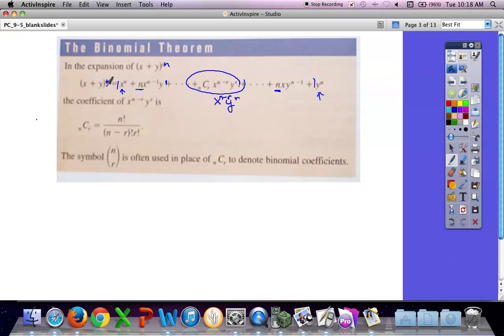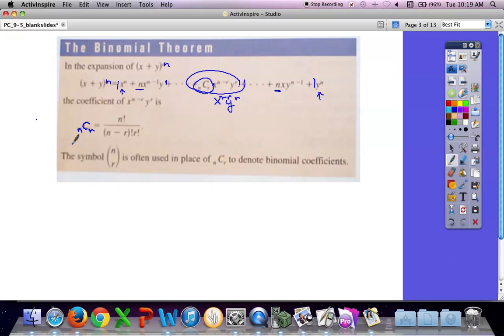Okay. Now, if we want to calculate what is the number, the coefficient that goes in front of that, then we're using this formula right here. And this has a notation for a binomial coefficient, which is n, lowercase letter n, capital C, lowercase letter r. And those are like subscripts, n and r.